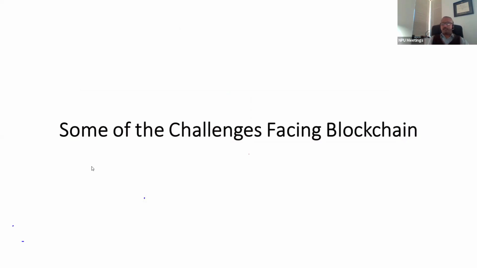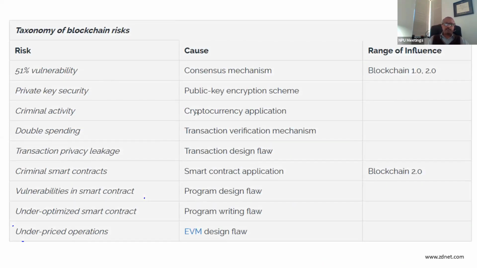Some other challenges generally facing the blockchain here. The first one is the 51 percent attack. That's a well-known consensus mechanism. If you can convince 51% or more of the nodes on the blockchain to change their information, then you actually control it. Private key security, the perception about the blockchain as only cryptocurrency, the double spending problem where you can have two transactions, the same transaction, you do it at the same time and process. So you double your activities. And the transaction privacy leak, the criminal smart contract where there's a mistake in the smart contract, and keep in mind that smart contract is software, and also the problems with the smart contract itself and the optimization of the smart contract. All of these things are related to the developing or the developer's part of the blockchain.